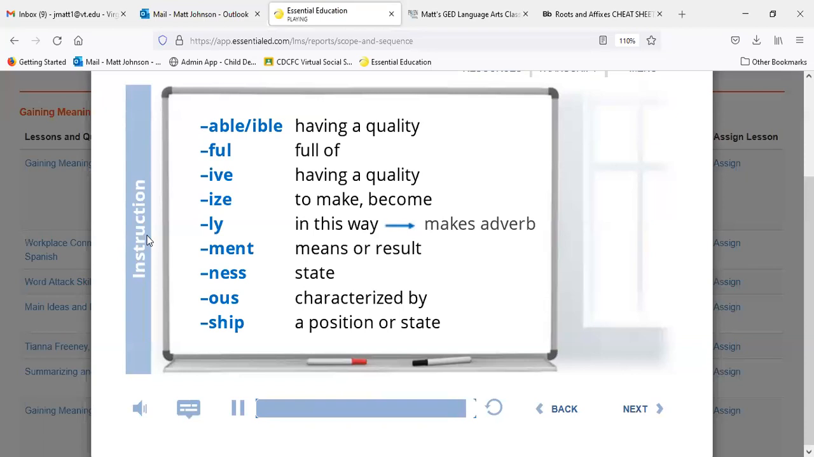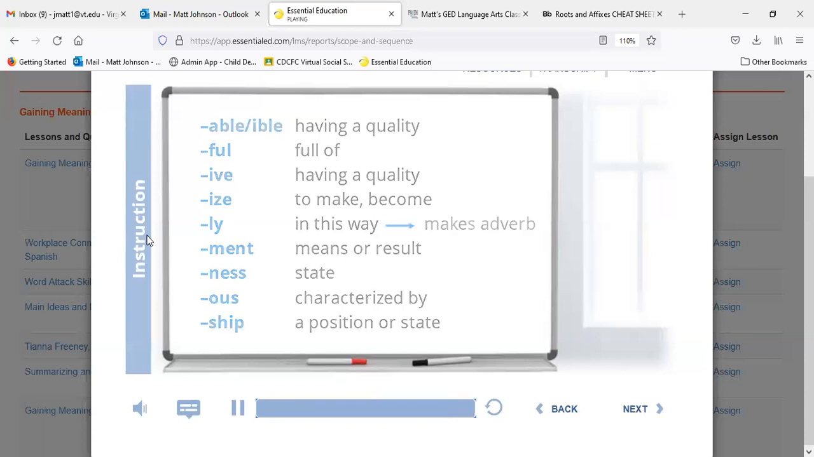I've added a list of prefixes and suffixes to the resources section. You'll want to refer to it as you move through the lesson. For now, let's check your learning.